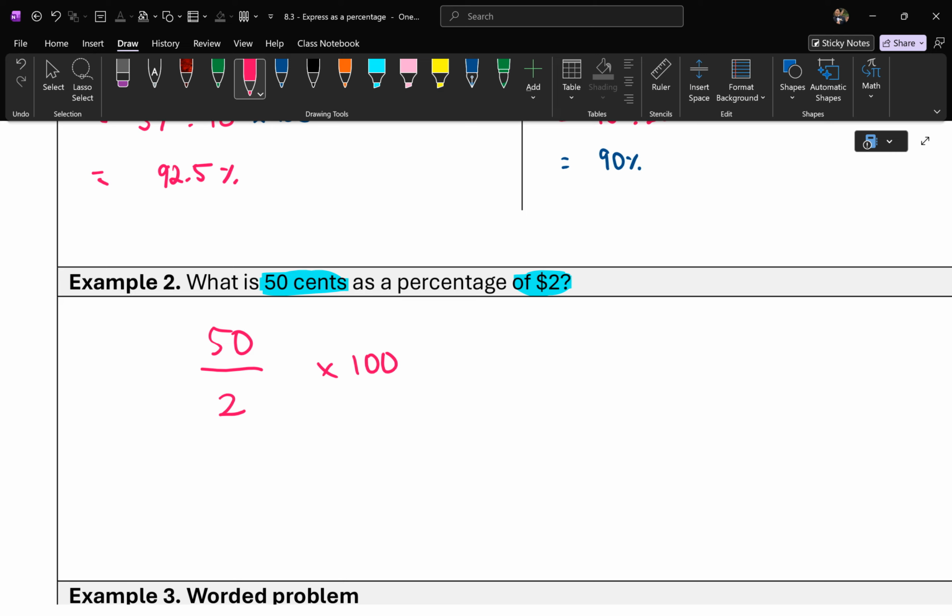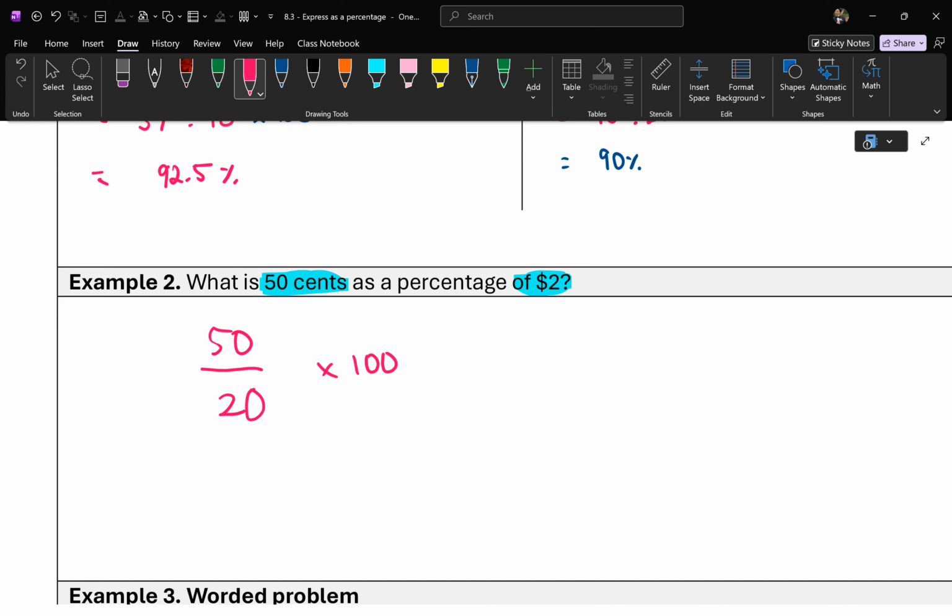That's in cents. That's $2. It's not $50 out of $2. This is 50 cents out of $2. But $2 in cents is how much? How many cents are there in $2? 200. Very good. So it's not 50 out of 2.